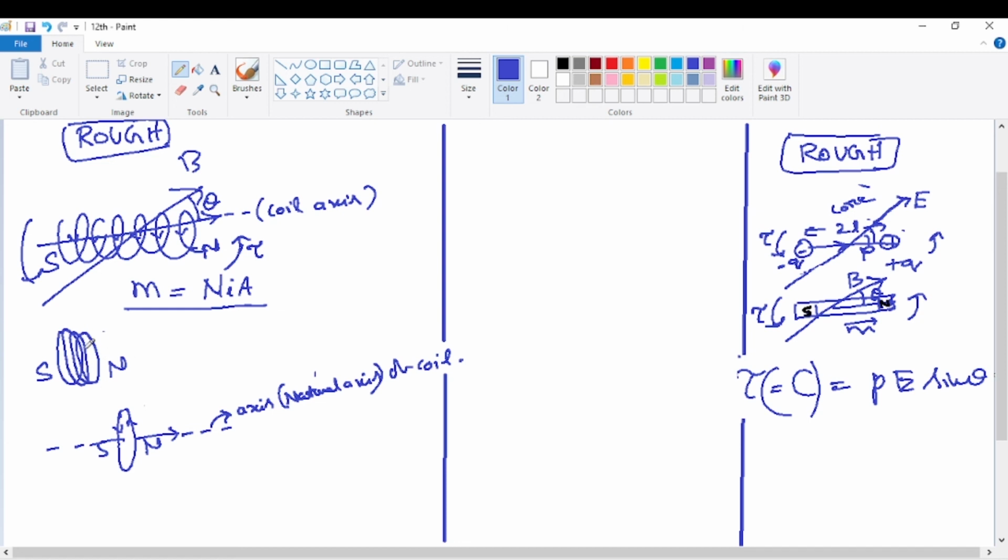Next, a coil of short length, with south pole face and north pole face. This is an even thinner coil, south pole, north pole. This is the natural axis of the coil. This is the electric dipole and this is the magnetic dipole. This is the formula for torque acting on an electric dipole, P E sin theta. The similar formula is MB sin theta, which we have seen. This is the rough column.